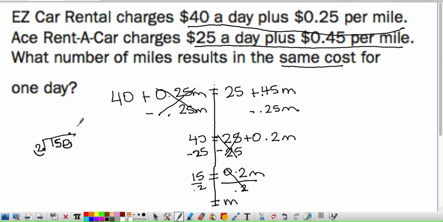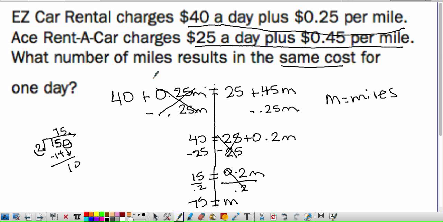Now we're just going to divide regular. 2 goes into 15 7 times. 7 times 2 is 14. 15 minus 14 is 1. We're going to bring our 0 down. And 2 goes into 10 5 times, which goes out evenly. So that means our answer is 75. So 75 equals m. Remember, m stood for our miles.